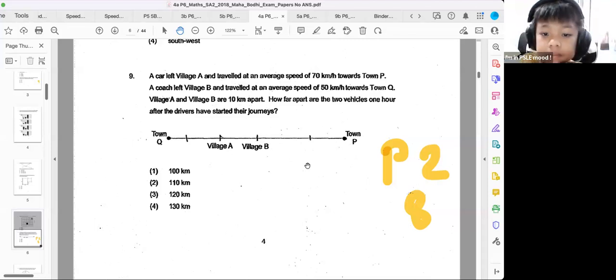Khaled finished at an average speed of 70 kilometers per hour towards Town P. A coach left village B and traveled at an average speed of 50 kilometers per hour towards Town Q. Village A and village B are 10 kilometers apart.